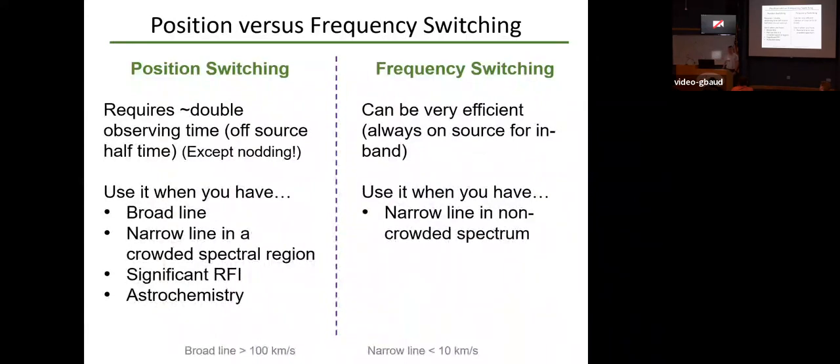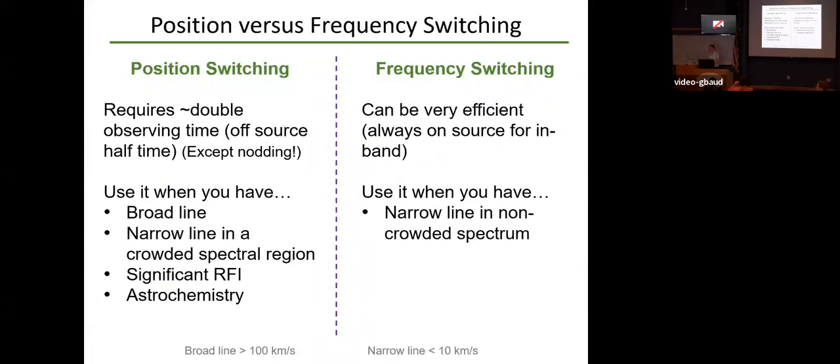I've used position switching for all of my low frequency observations, where there tends to be a little bit more RFI, and around X band, a little bit more of a crowded spectrum. So my recombination line observations have all been position switching. My molecular gas observations have all been frequency switching. Anything you want to add, Dave?